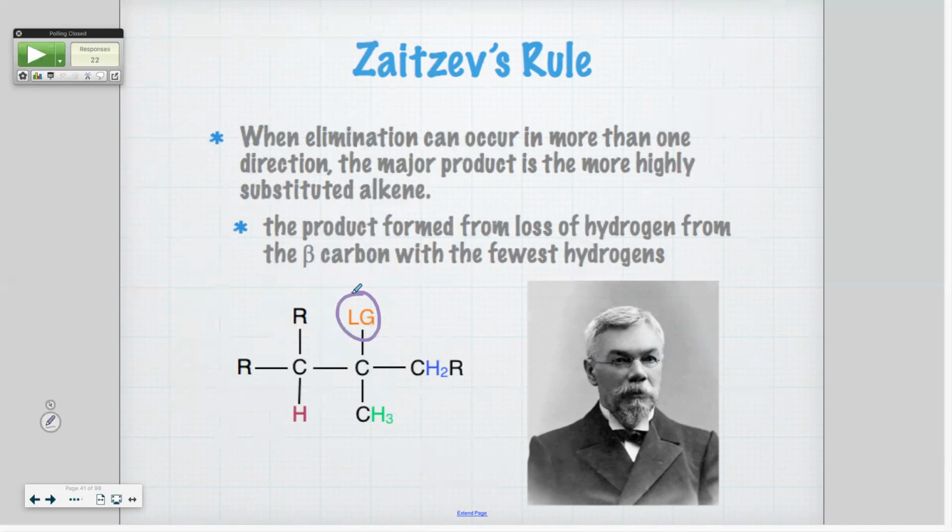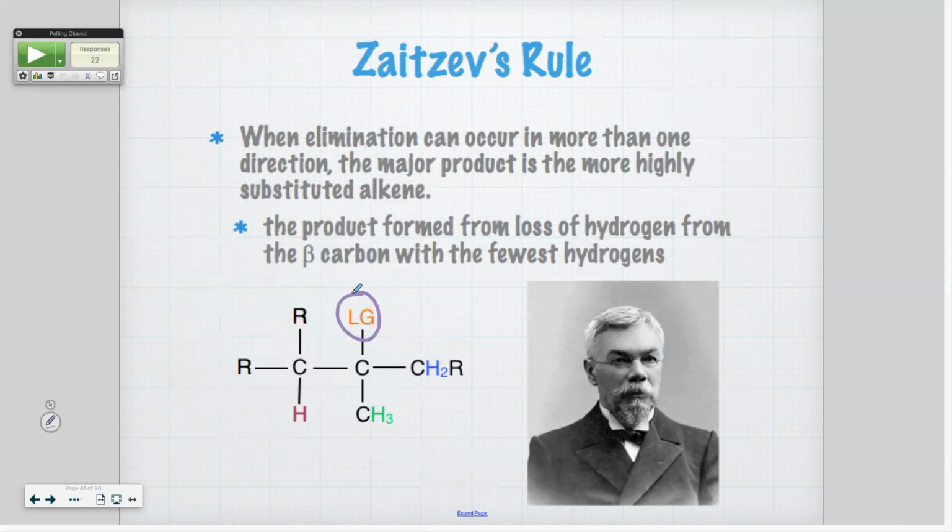I don't know what color that is. Okay? So you could make a double bond this way, or this way. The one that will be favored is the one that makes the more highly substituted double bond.